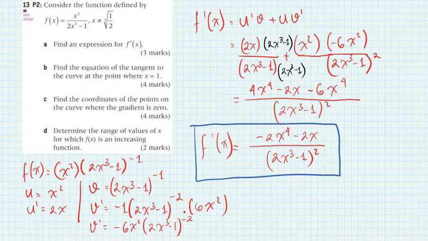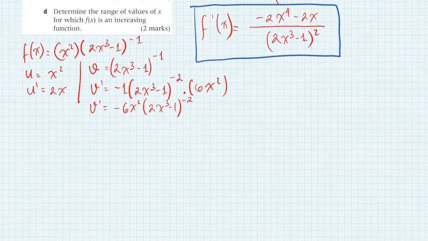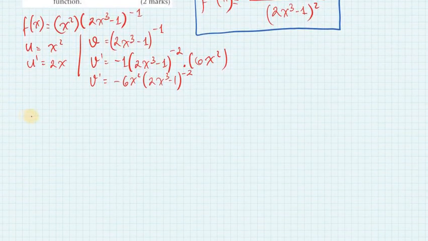Okay, let's move on to B. We have to find the equation of the tangent to the curve at the point where x equals 1. So the equation of the tangent is y equals mx plus c. We need to find the m first, the gradient when x equals 1.